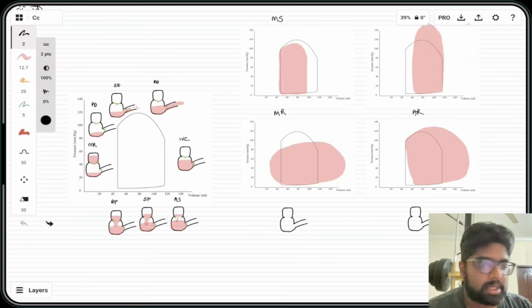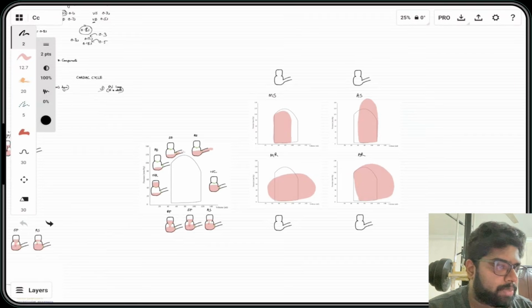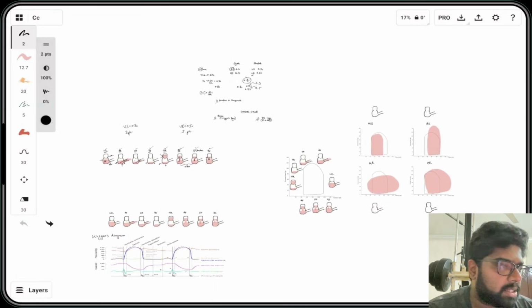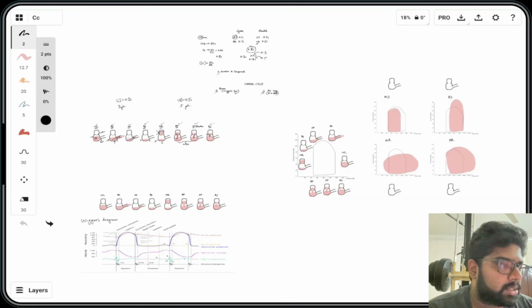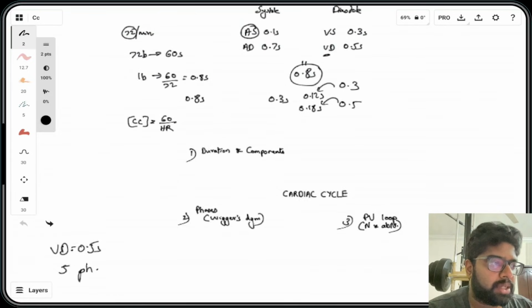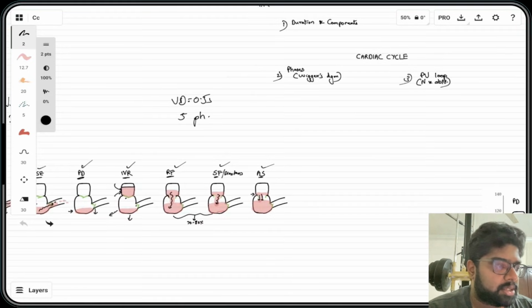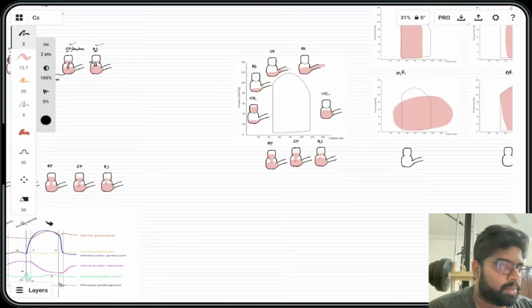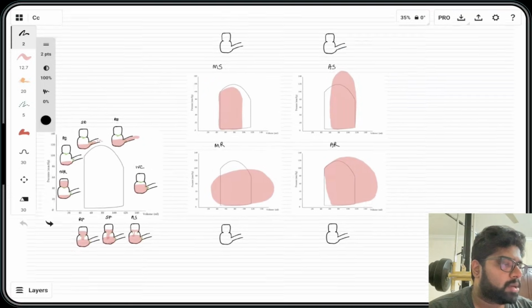So with that, we have completed the cardiac cycle, some of the important points. So this is actually a bird's eye view of the cardiac cycle class that we have discussed. So cardiac cycle, the duration and components on one side, the phases including the Wiggers diagram on the other side, as well as the pressure volume loop, both normal as well as abnormal on this side.